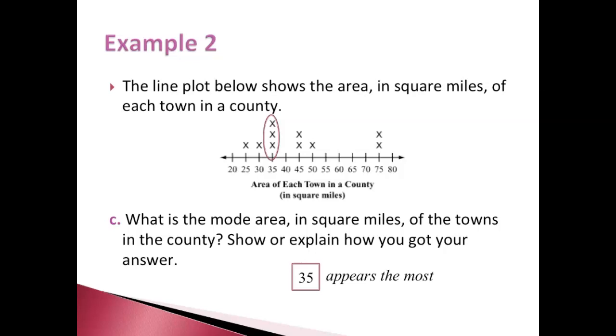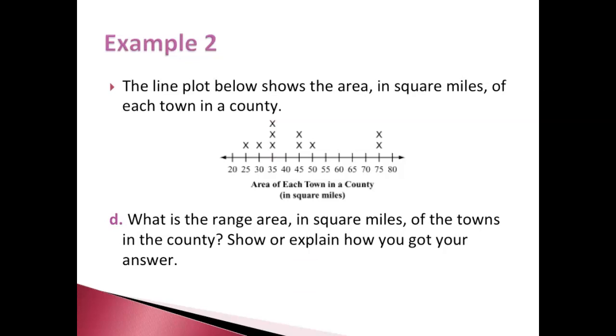Okay, part D. What is the range area in square miles of the towns in the county? Show or explain how you got your answer. All right, so the range is going to be the largest data value minus the smallest data value. So that would be 75 minus 25, which is equal to 50. So the range of the areas of the towns in square miles is 50.